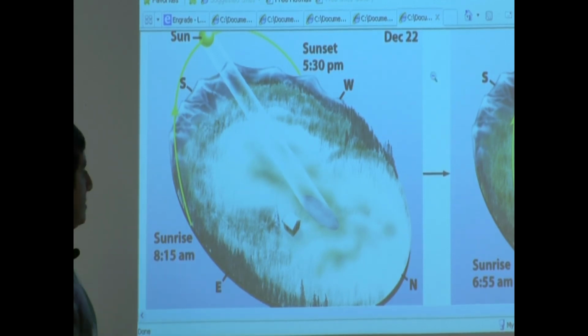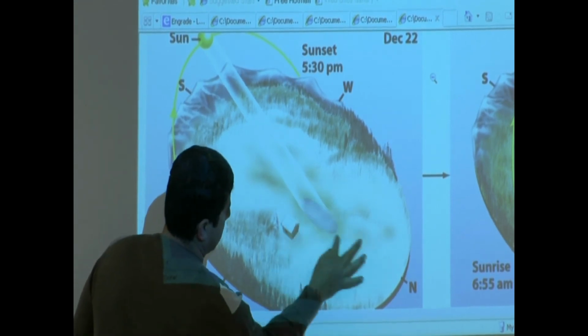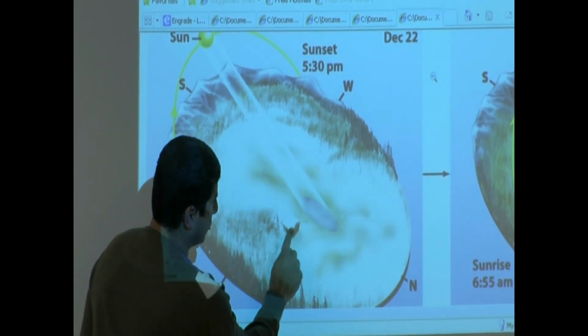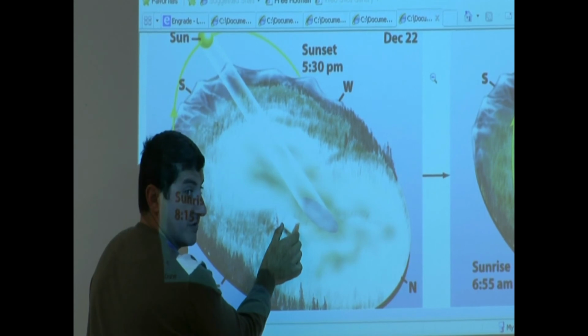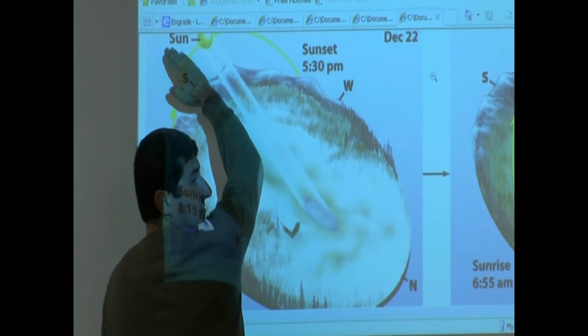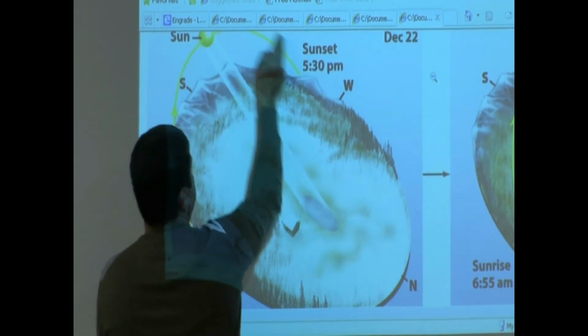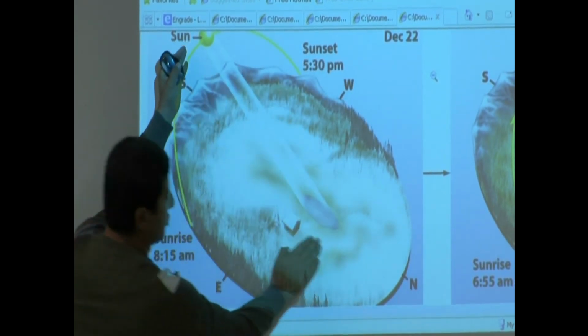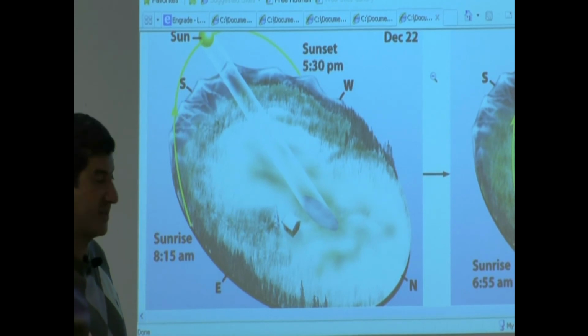So the other reason, you see how the rays of the sun are spread out? If you're the house, you're only going to receive a portion of the sun. That's the second reason. And you see how it's low in the sky? And the path is very, very arced compared to you. That's the third reason, the path of the sun.